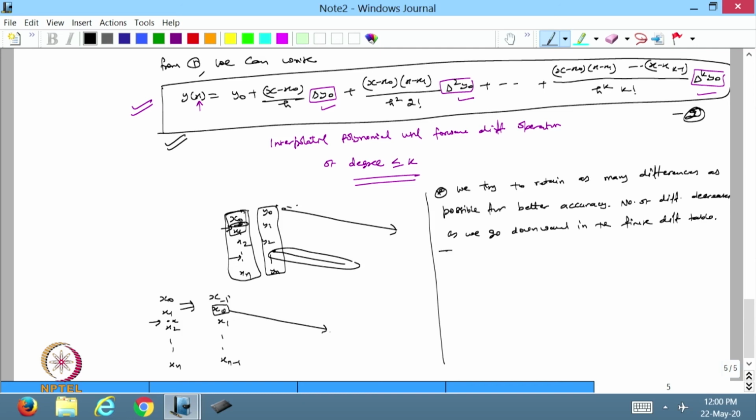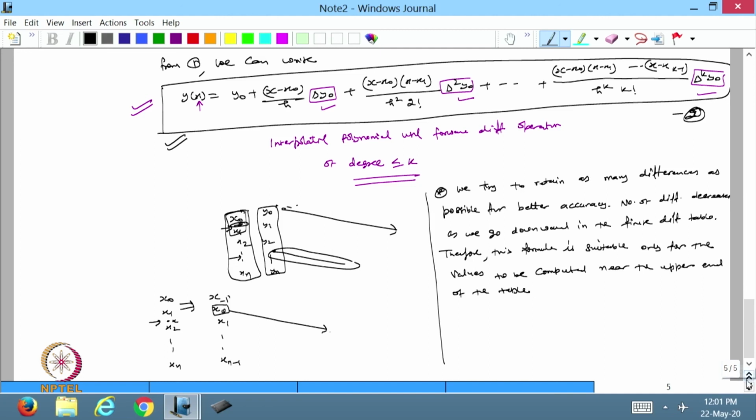Therefore, this formula is suitable only for values to be computed near the upper end of the table.